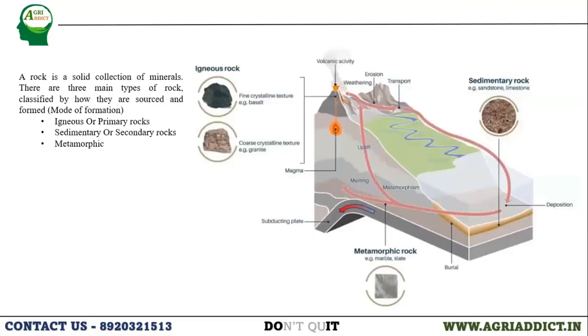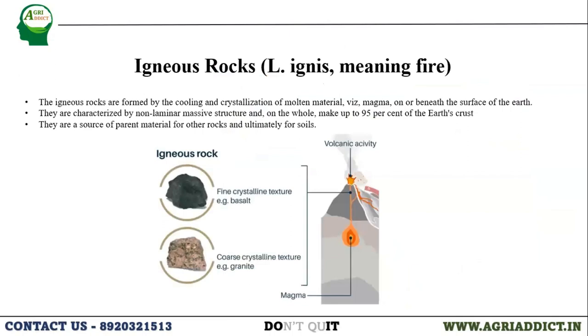Next, this is just a diagrammatic representation of these three kinds of rocks. See here, the initial volcanic eruption, here magma will be formed. There we will find igneous rock. Later it will get disintegrated, transported and deposited somewhere. It will form sedimentary rock. And they both undergo many changes in the land. It will give metamorphic rocks. We will see all types of rocks now.